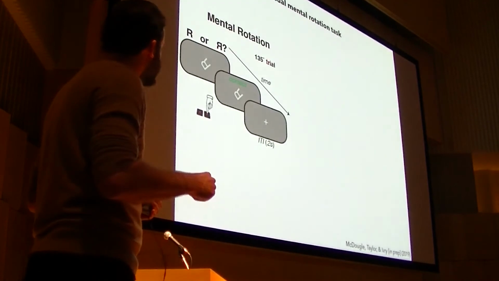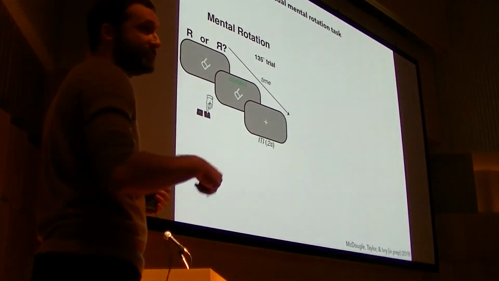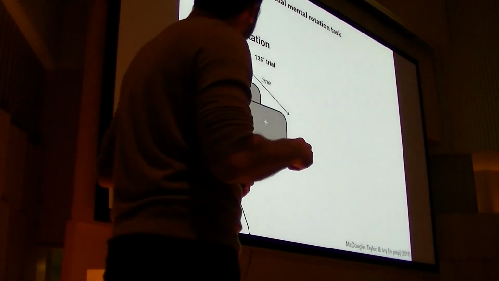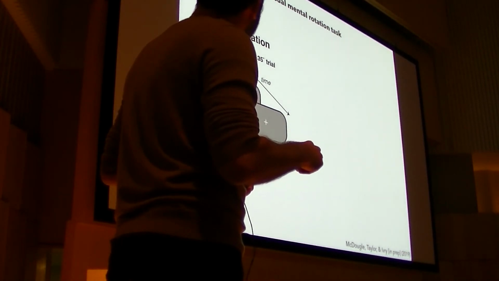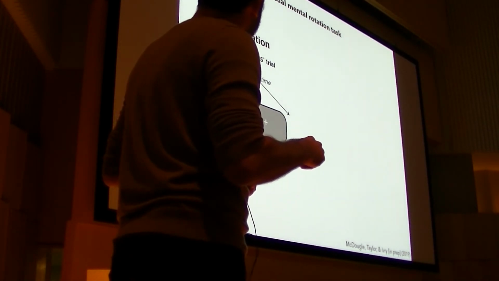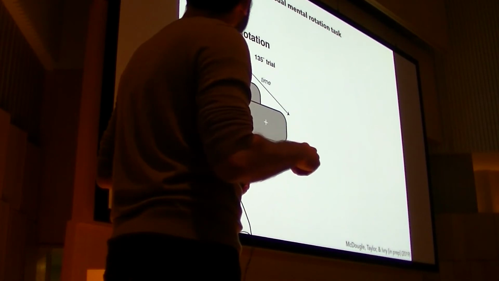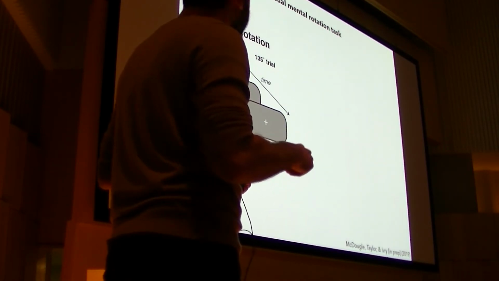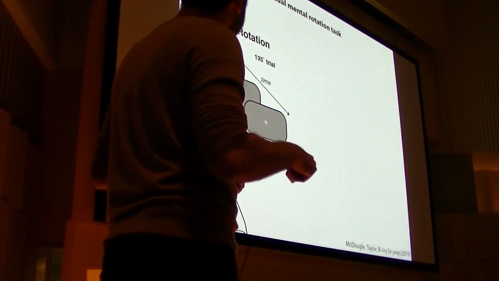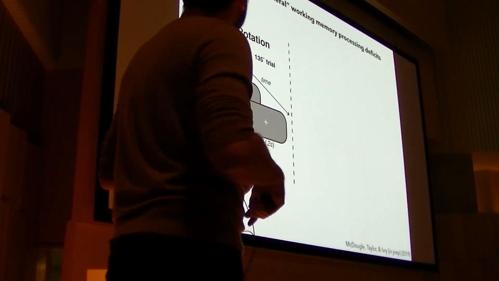So we did the very classic mental rotation task, this time with letters, and people just have to judge whether this R is a reflected R or a normal R. Okay? Then they make a response on a keyboard. We measure the reaction time before the response, and we do that iteratively over many trials.